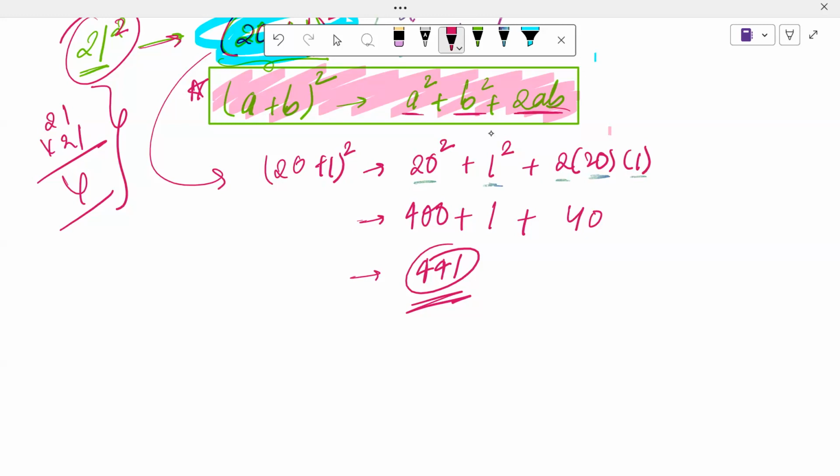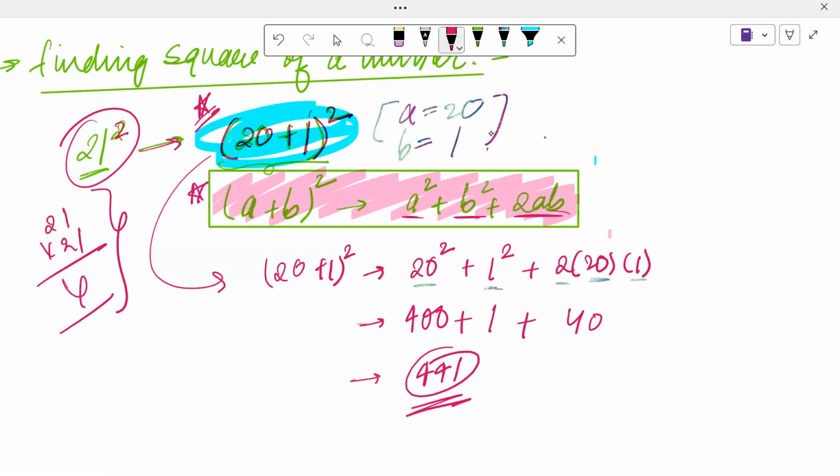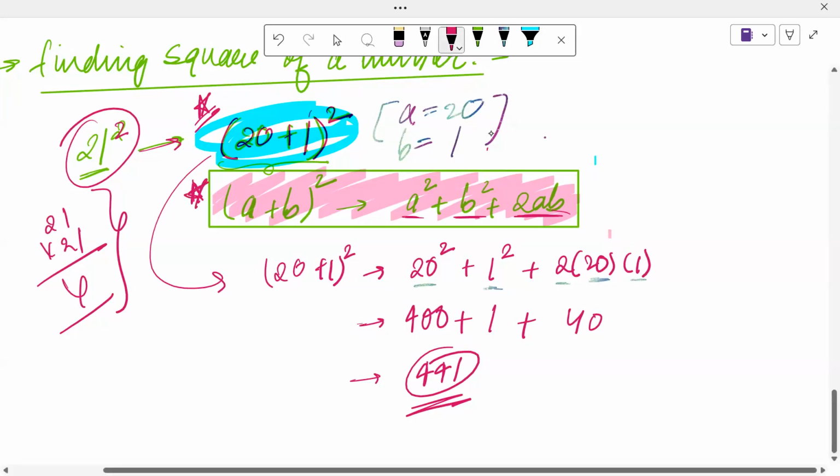One way, since childhood, is that in order to find 21 square, you will do 21 into 21. That is a very conventional way. You know that already. But now it's time that we learn some new ways. And what are those new ways? One of them is this: you just wrote 21 as the sum of two numbers, which is 20 plus 1 whole square. And then in order to solve this, it is very important that you use this formula. Without this formula, you cannot do this.